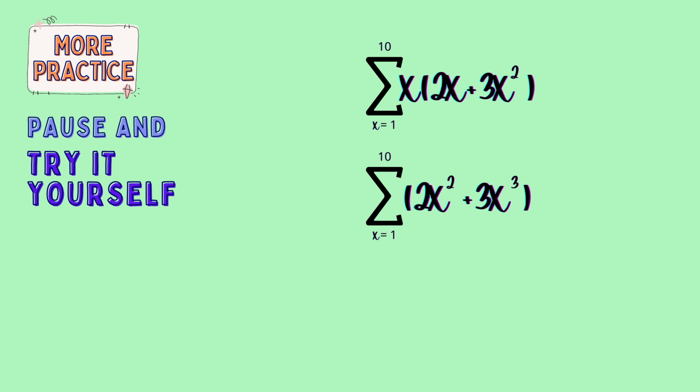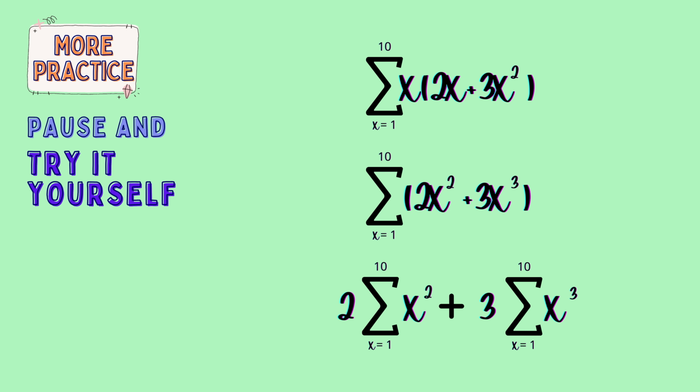Now that we have the summation of two distinct terms, we can apply the second formula. We can also apply the first formula to factor out the coefficients of both x squared and x cubed. Hence, we can write it as 2 times summation of x squared, as x goes from 1 to 10, plus 3 times summation of x cubed, as x goes from 1 to 10.